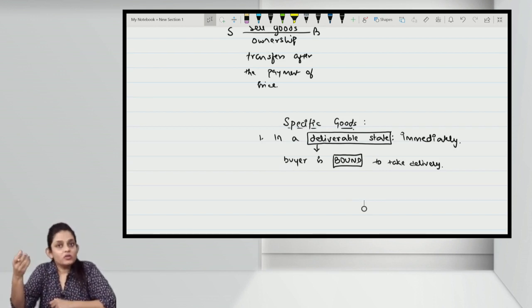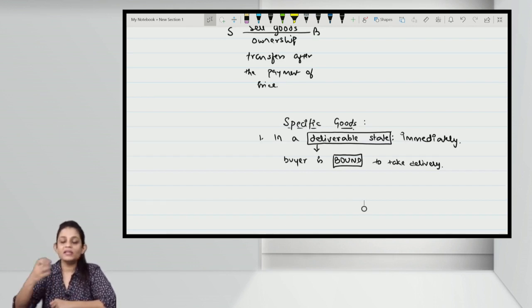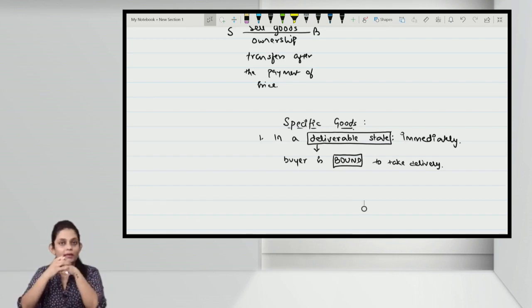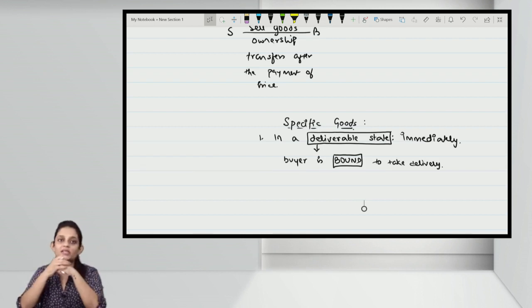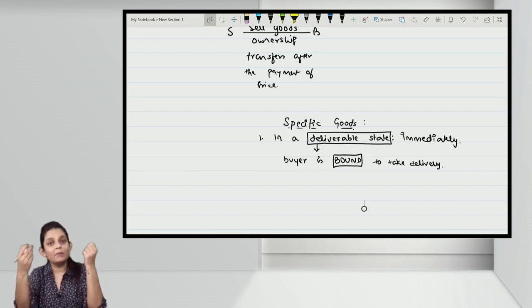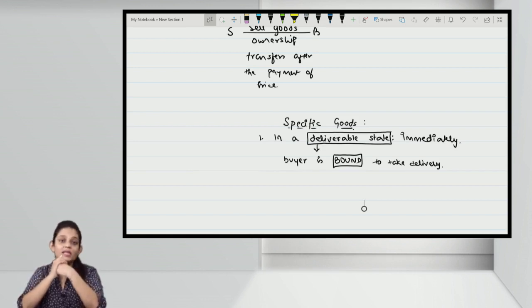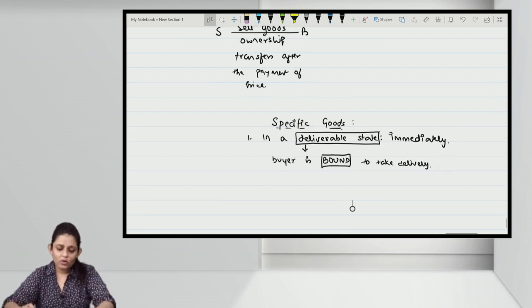Now, you say to the shopkeeper that you want to purchase these 50 books. He says, okay. You say, I cannot take the delivery right now. My staff will come on Sunday and collect the books. When is the ownership transferred? On Sunday? No. Immediately.